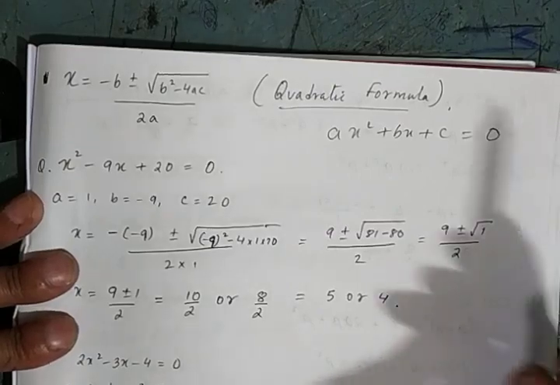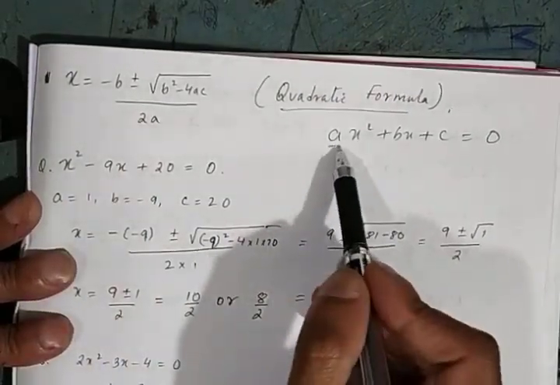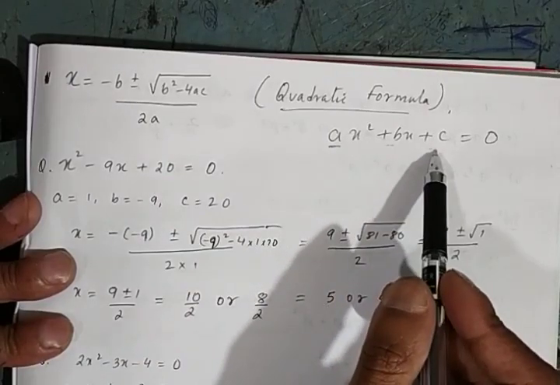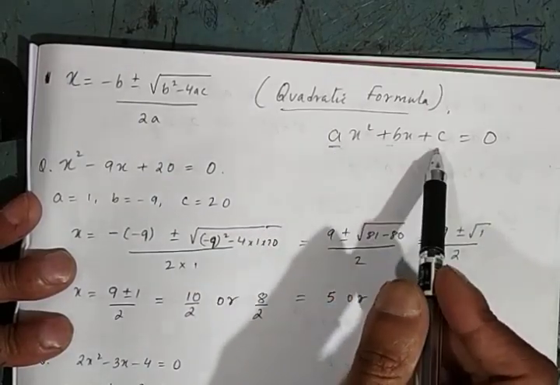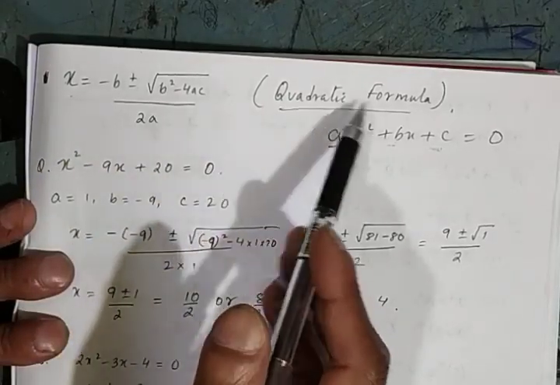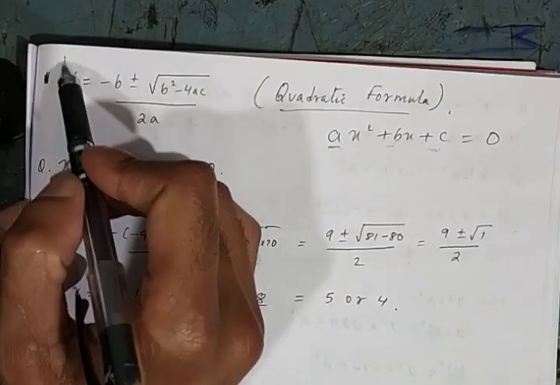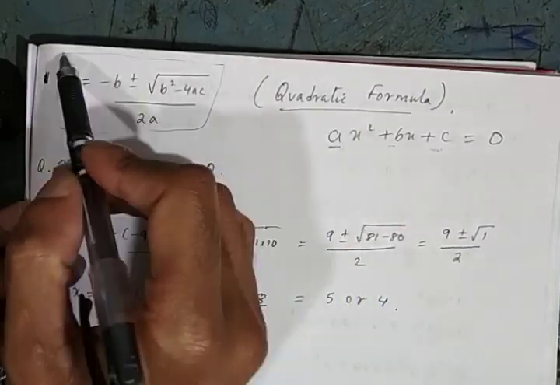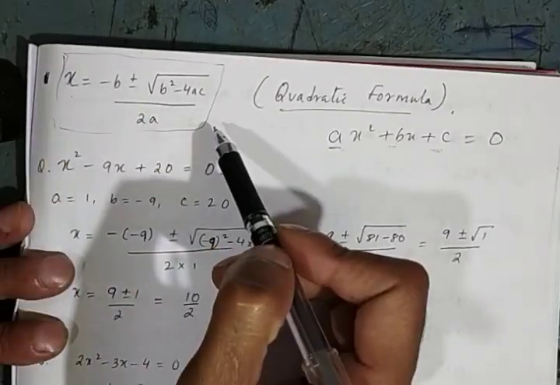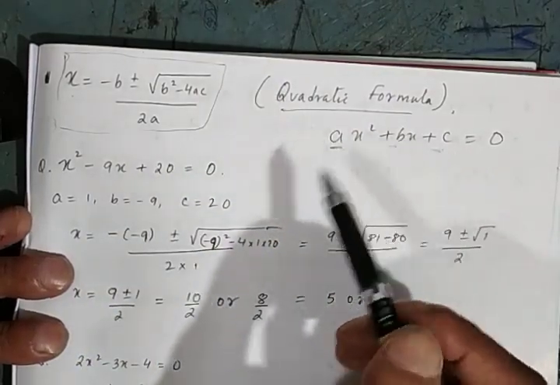What is this quadratic formula? First of all, you have to note down what is a, what is b, and what is c. And if you know all these three parts, you have to remember this formula. This formula is called the quadratic formula. The interesting part of this formula is that it can be applied to all problems. There are some problems where splitting the middle term is not possible.